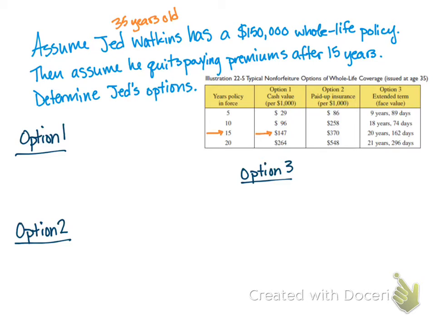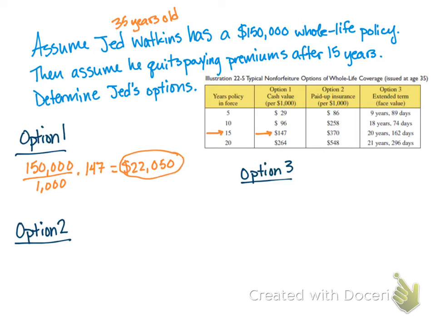So if it's per 1,000, we have to take our policy amount divided by $1,000, and we're going to multiply by 147. And our dollar amount there we would get is $22,050, and that would be his cash value option. Okay, let's look at his next option.